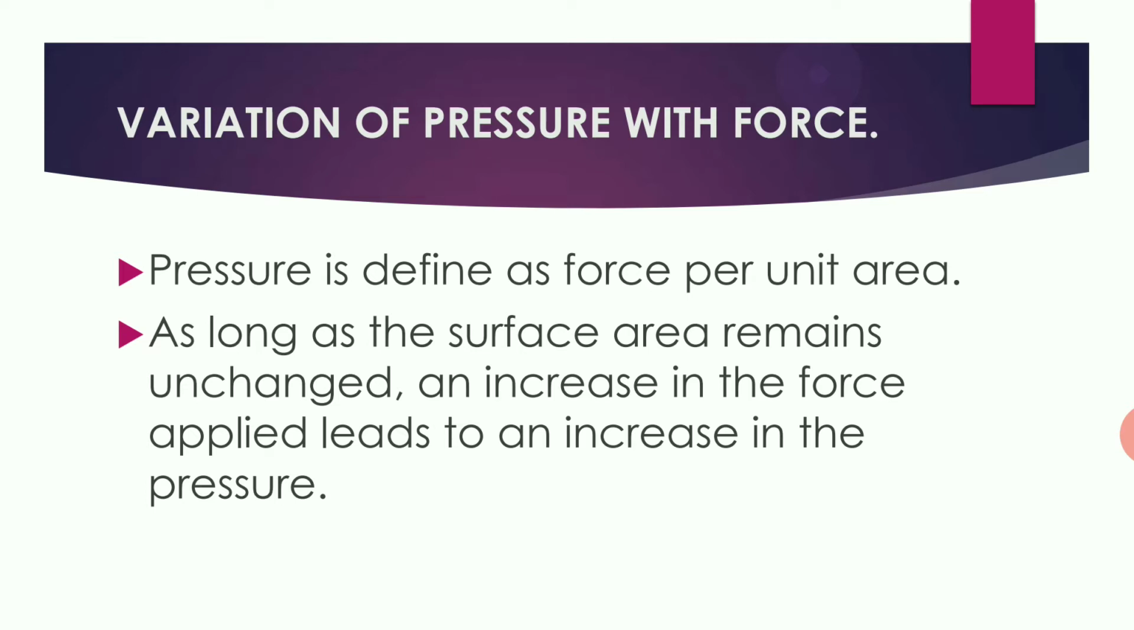Suppose we take an example that a force of 600 Newton is applied on an area of 2 meters square. Then the pressure we get is 300 Pascal. Now the area has remained the same, 2 meters square, and the force has been changed to 800 Newton. Then the pressure will become 400 Pascal.